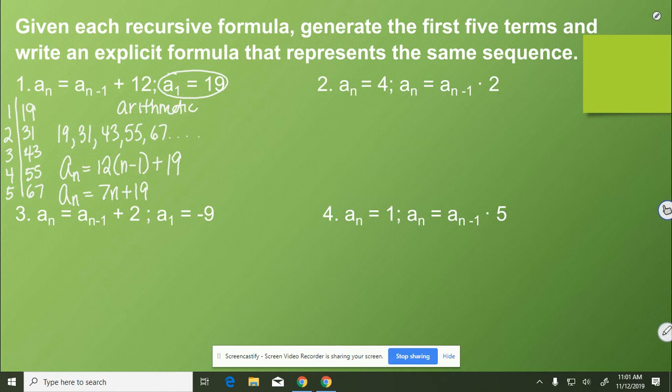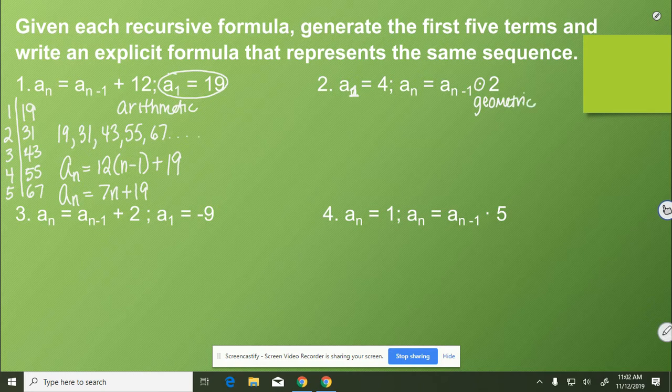All right, let's take a look at the next one. So this time we have A of 1 equals 4. It's written a little bit backwards, such that A of n equals A of n minus 1 times 2. Now, because it's times, that tells us that this is going to be a geometric sequence.